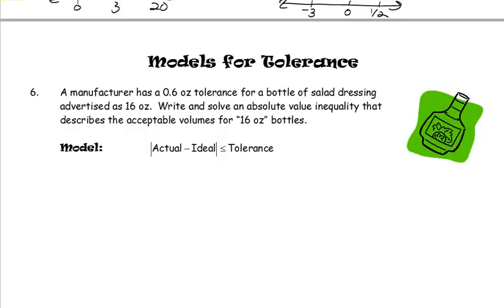Well, we actually have a model for that, and we will be giving you this model. Actual is the value that we want. We don't know what it is. We'll call that x, our actual. That's usually your variable.